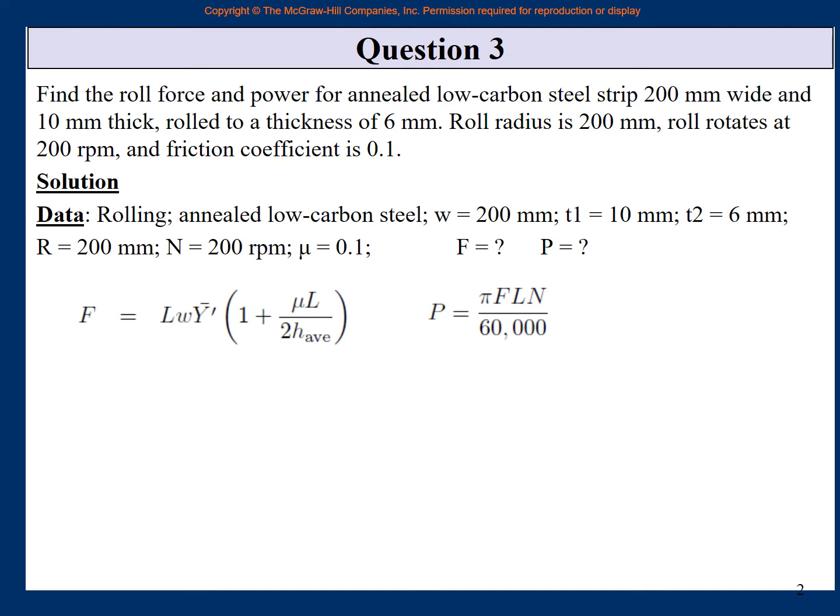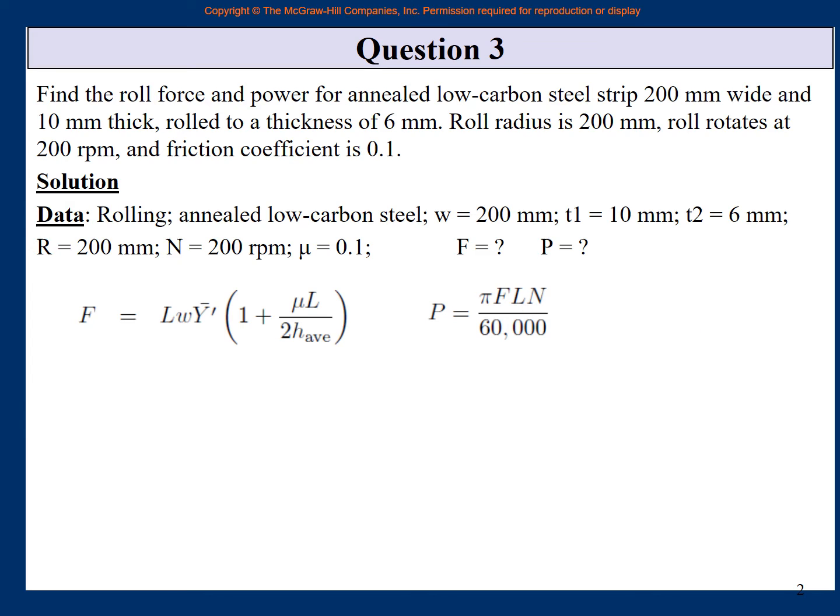Power is pi FLN upon 60,000, because it is millimeter units. So it is the metric system. Had it been the PSI unit, then in the formula sheet there is another formula for power in horsepower. Here F is force, L is roll contact length, N is RPM. So if you have found the force from here, then you can directly solve it. Now in this one, here L, here L, here L.